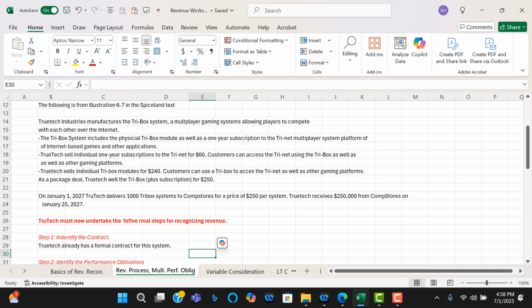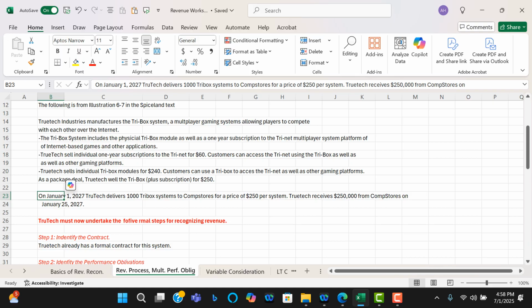Okay, now there's 5 steps for recognizing revenue under this system. And these are formal steps the FASB has promulgated. So I'm going to go through each one. Most of them are common sense. This situation is very simple, but it's nice to know the steps because you may be asked about them on the CPA exam.